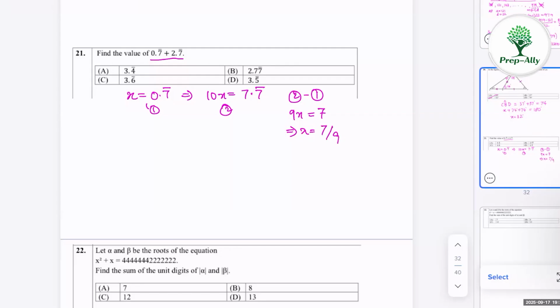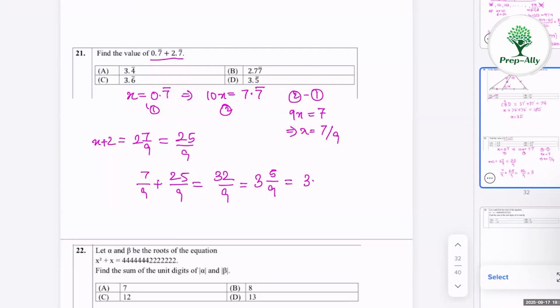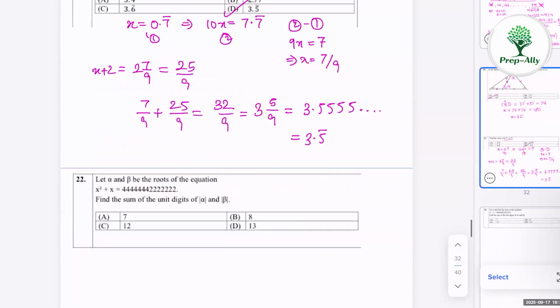And 2.7 bar is just x plus 2, which is 25 by 9. So if we add 7 by 9 plus 25 by 9, we get 32 by 9, which is 3 and 5 by 9, which is 3.5555 to infinity, which is 3.5 bar. So the answer to this question is option D, 3.5 bar.